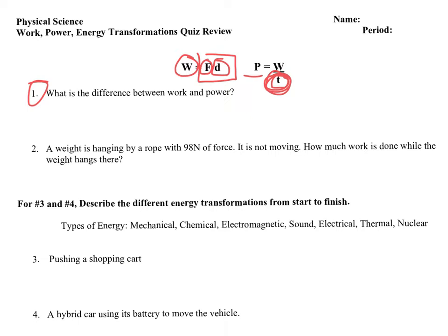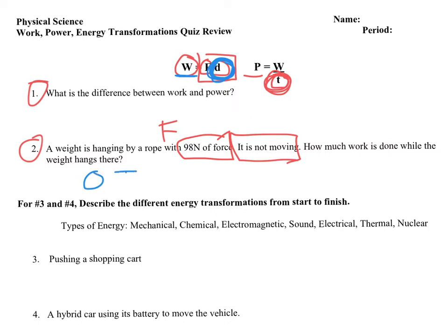So go ahead and write out in complete sentences, how would you explain what we just talked about for number one? Let's look at number two. A weight is hanging by a rope with 98 newtons of force, okay? So we're given force, but it says it's not moving. So if it's not moving, does that mean that it goes a distance at all? And if it doesn't go a distance, does it do any work? So the answer is actually 0 joules of work.